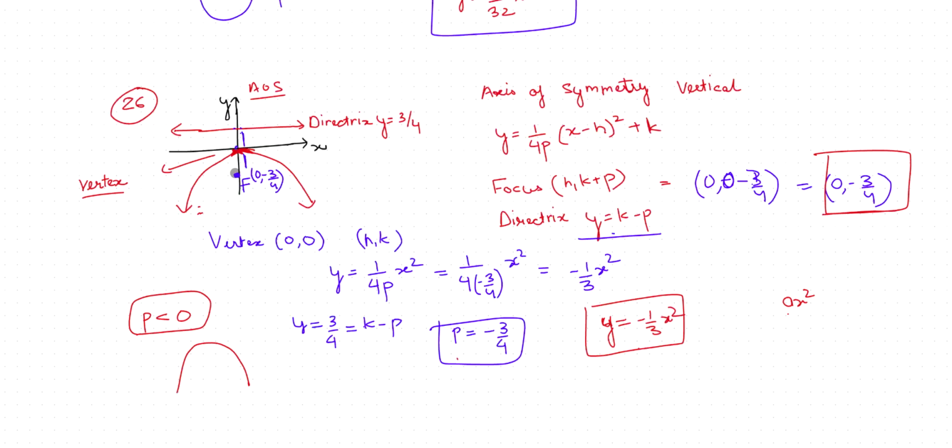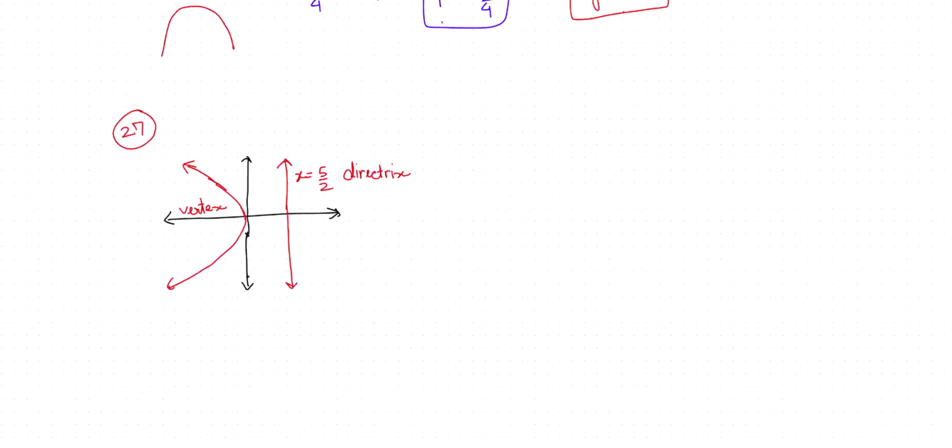Now let's do the next question, where we'll do the axis of symmetry horizontal. This is question 27. The vertex is given here, and this is a directrix: x equals 5 by 2. So we can see that the axis of symmetry here, which divides the parabola, is horizontal.